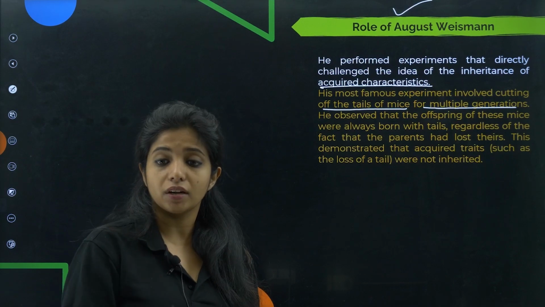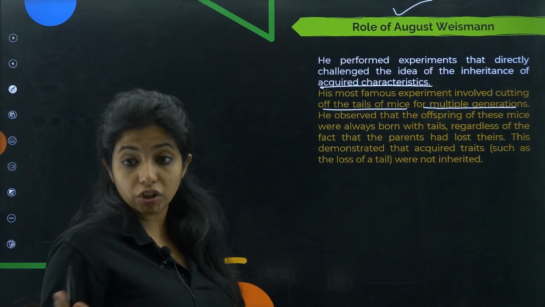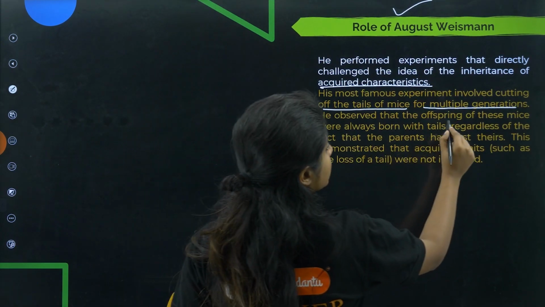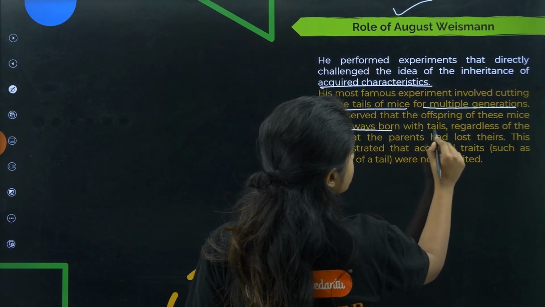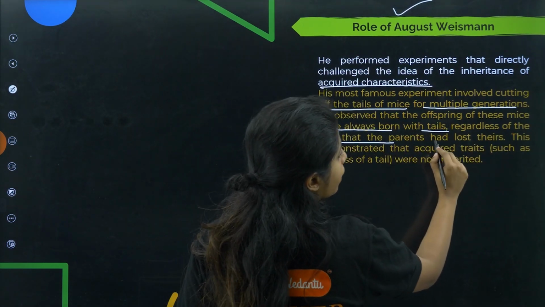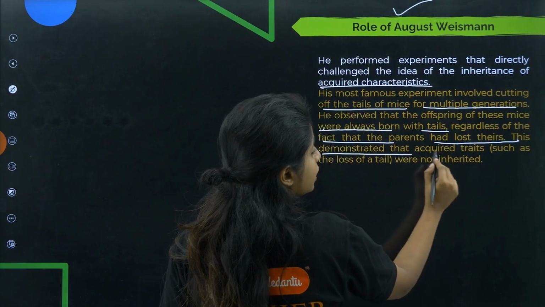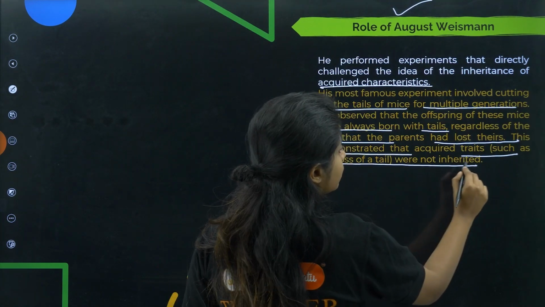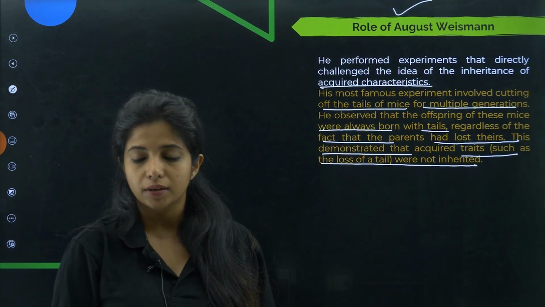It is there in their genetics and it will get passed on, until you change the genetics of an organism. So he observed that the offspring of these mice were always born with tails, regardless of the fact that the parents had lost theirs. This demonstrated that acquired traits such as the loss of a tail were not inherited, my dear children.